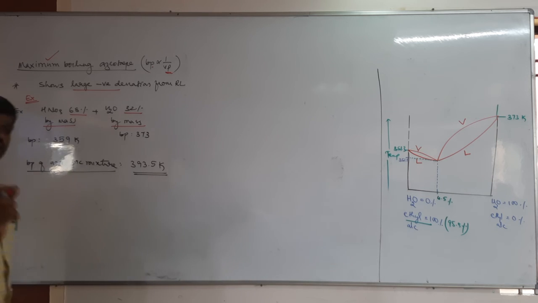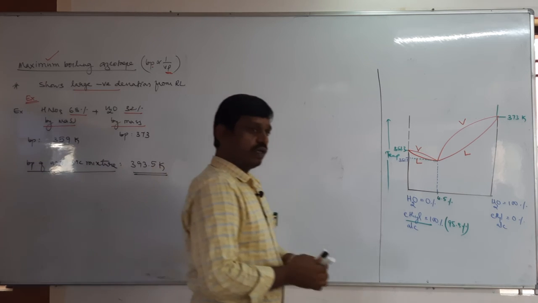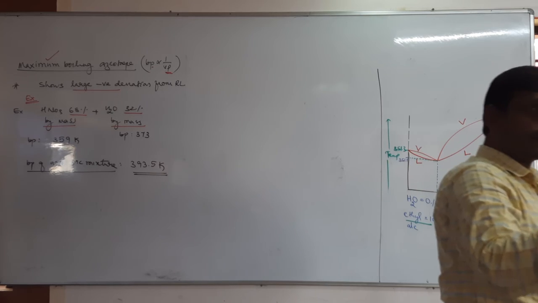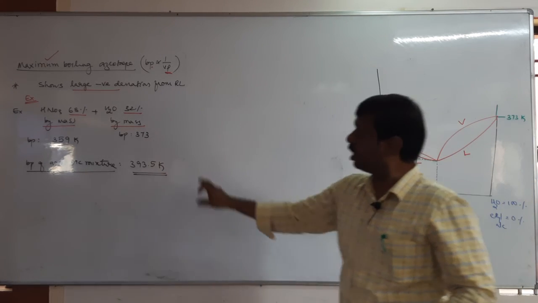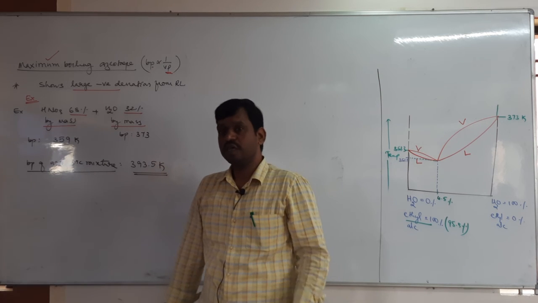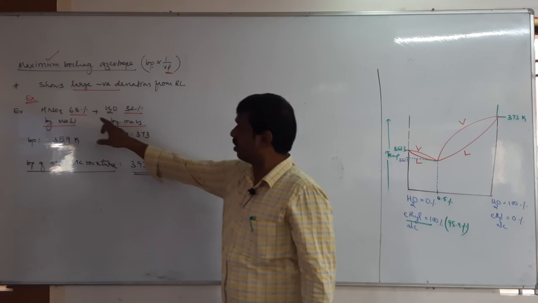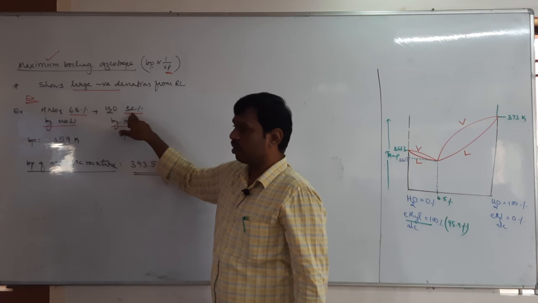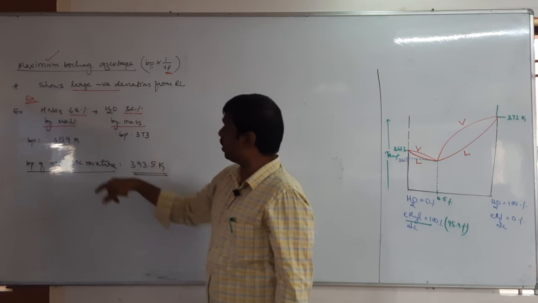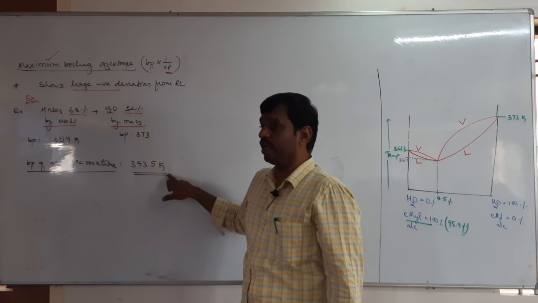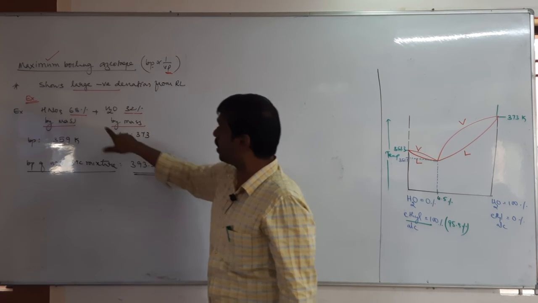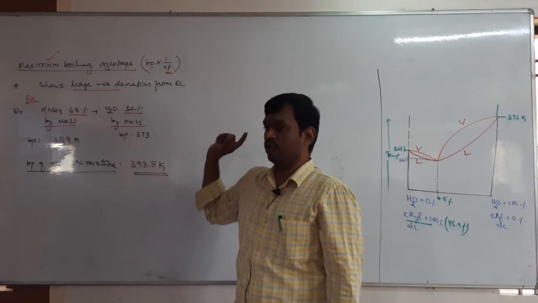Do you know the meaning of maximum boiling azeotrope? The azeotropic mixture has a higher boiling point compared to the individual components. Yes or no? Now for example, HNO3, H2O. This mixture has a higher boiling point. The boiling point of this mixture is how much? 393.5 Kelvin, which is greater than the boiling point of HNO3 and the boiling point of water.